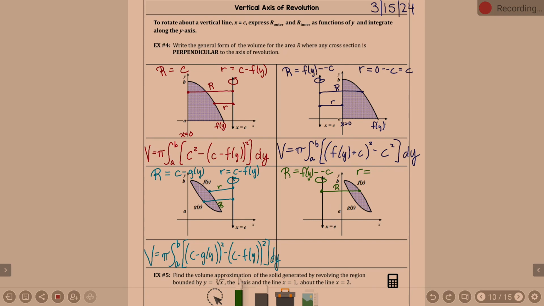Little r? g of y plus... It's going to be g of y minus negative c. G of y plus c.